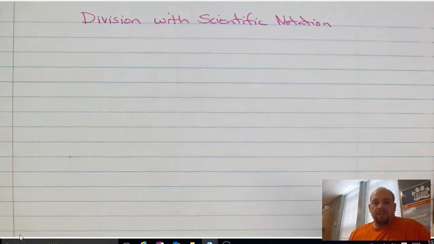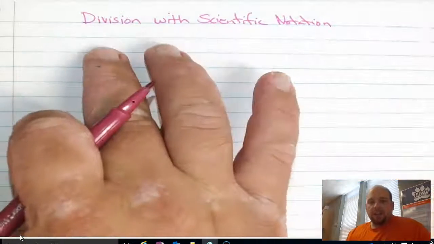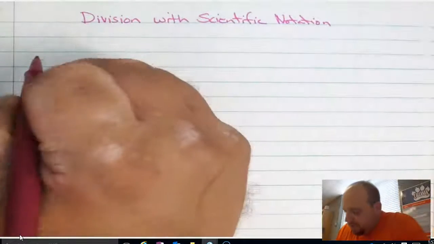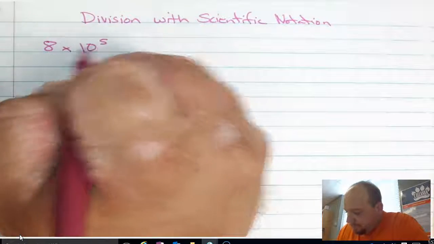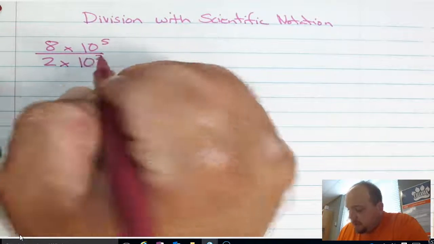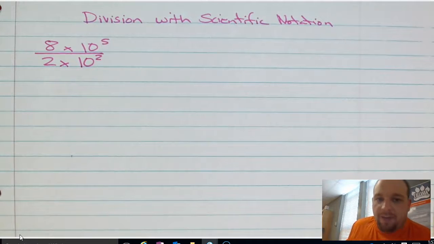So in the previous unit, you learned how to multiply with scientific notation. Let's learn how to divide with scientific notation. All right, so our first one's going to look like this. We're going to have 8 times 10 to the 5th, and we're going to divide that by 2 times 10 to the 2nd. So again, you're going to have to recall some information from 2 lessons ago where we learned how to divide scientific notation with the same base.